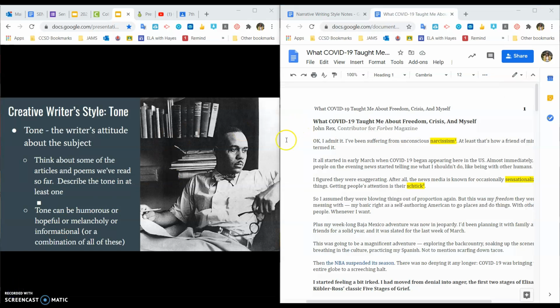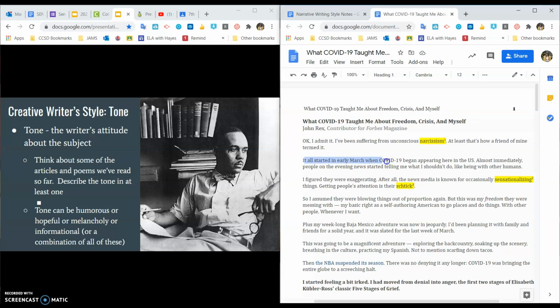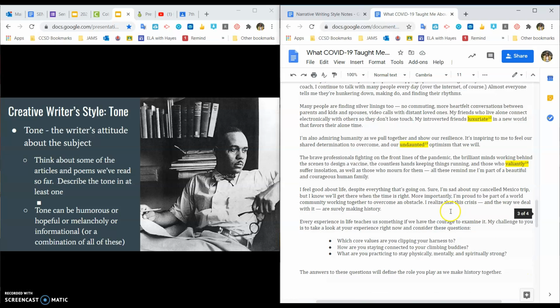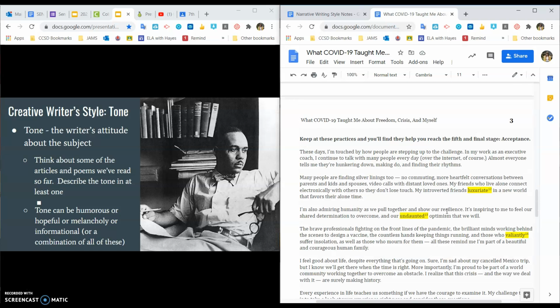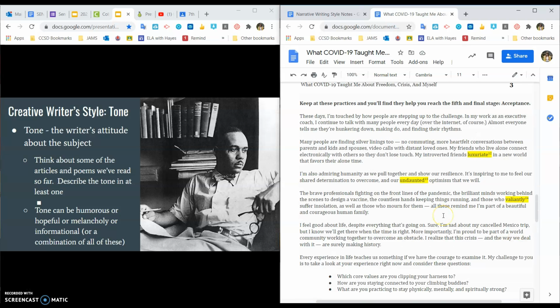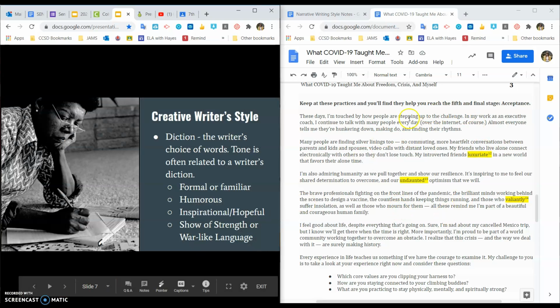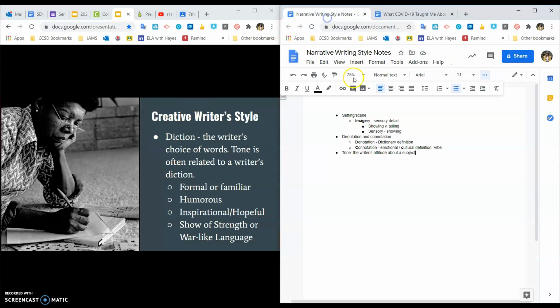So let's look at the tone here in the mountain climbing article. So it starts out, he's looking at what happened in March. We've got maybe a tone of frustration here, but then as he moves through his article, he moves to a tone of hopefulness, a more positive tone. Throughout this article, we have a tone that's more formal, and the formal tone is built by the diction. Diction is just a word for word choice.